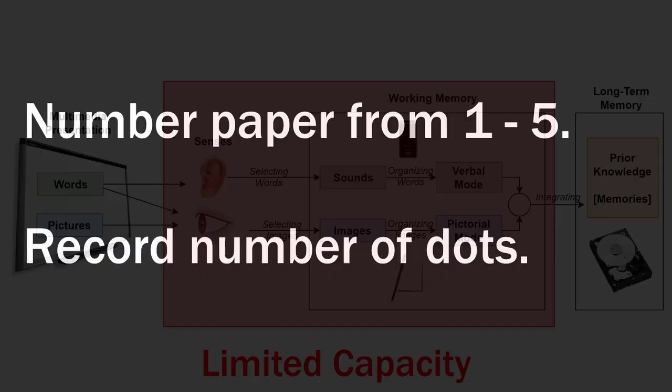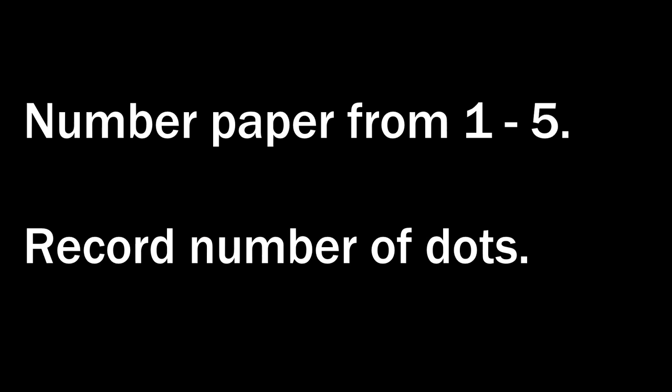Here's a very simple example of how limited our selection and working memory organization capacity really is. So the following slides are going to present a number of dots. In the time allotted, view the dots and record the number of dots that you see. So you can number a piece of paper from 1 to 5. If you don't want to do that, you can just try to remember them if you don't want to write them down. Are you ready? Here goes.